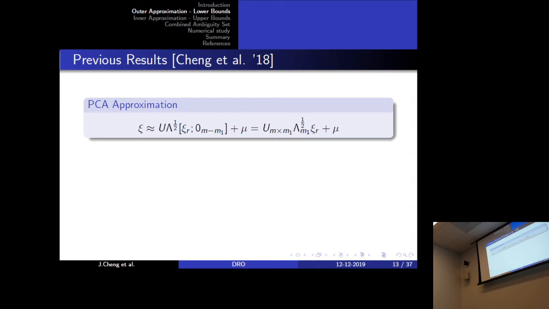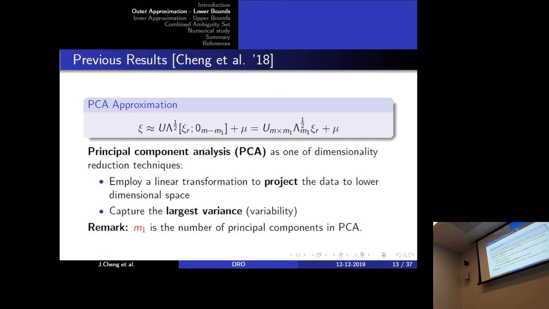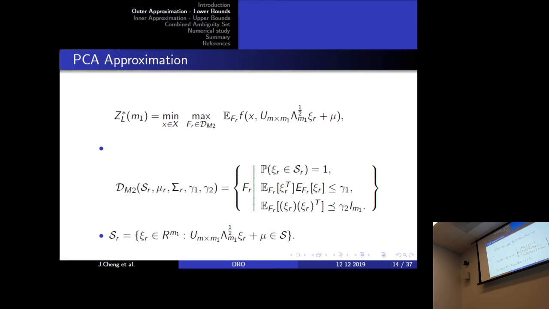Then if we use this low dimension representation for cosine, we have a corresponding approximation. This is why we consider the first M components. PCA employs a linear combination to represent, and in the meantime captures the largest variance, and M1 is the number of principal components. With PCA approximation, we can get a corresponding DRO approximate model, and we denote this optimal value by Z, L meaning lower bound, Z star M1, because M1 is the number of components.